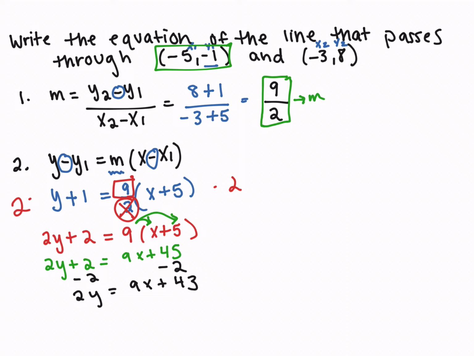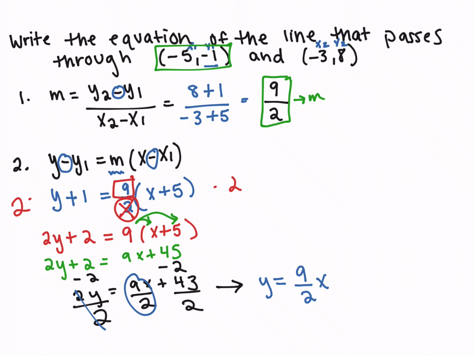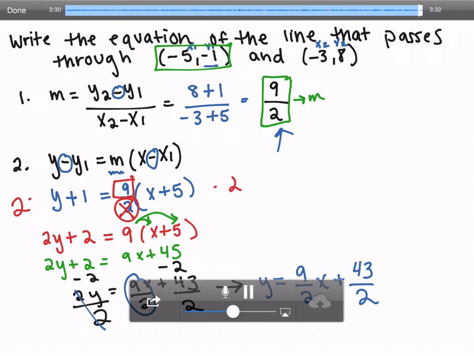And now y is almost alone. I need to get rid of that 2, so I'm going to divide everything by 2. So when we simplify this, we're going to simplify any fractions that we can. It doesn't really look like we can, so it's just going to end up being y equals 9 over 2x, which is good. That means we did our work right because we want our slope to be 9 over 2, plus 43 over 2. And that is your final answer.